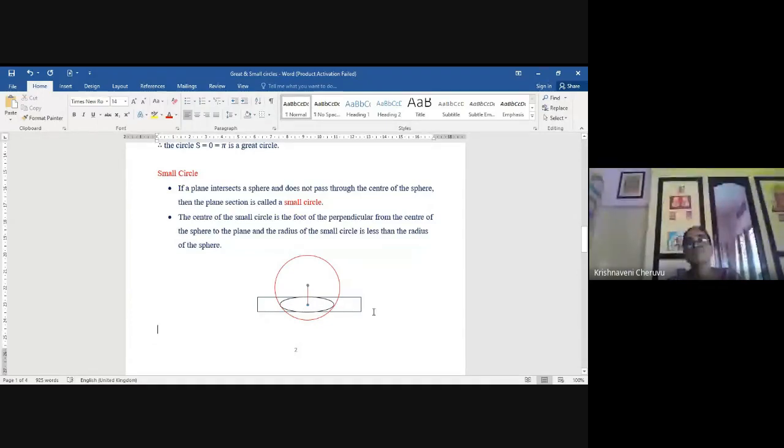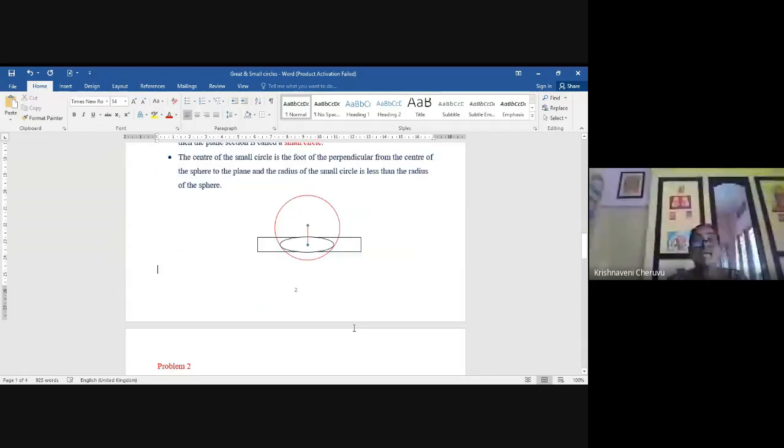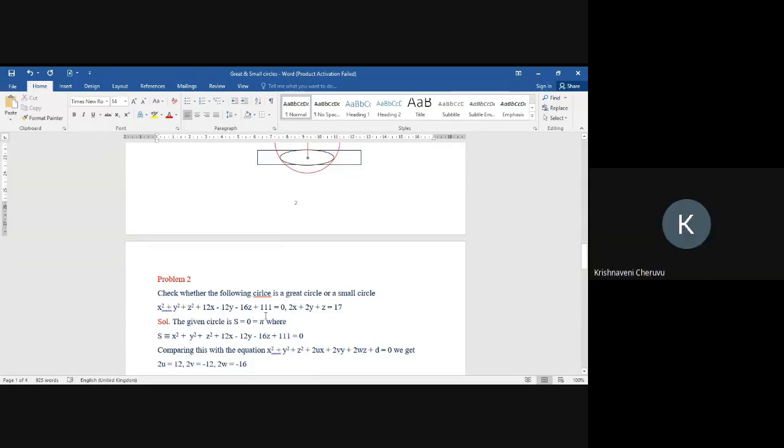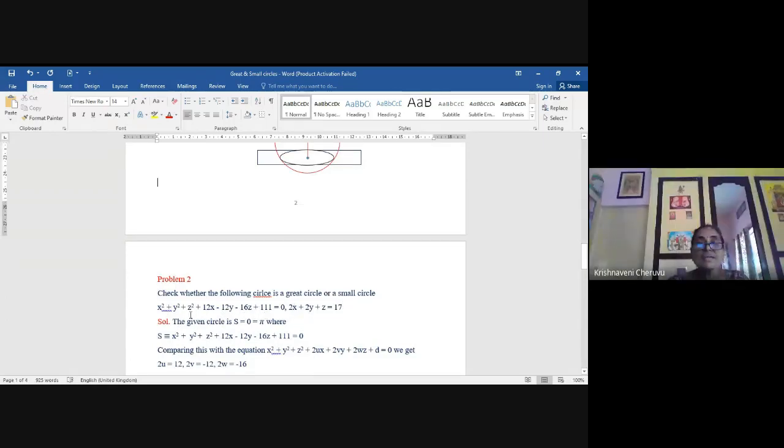So if you have a picture like this, you can make out whether this is a small circle or a great circle. But given an equation like this, see here again he gave you a sphere intersecting a plane. So you have to identify whether this circle is a small circle or a great circle. Like before, we'll proceed so that you will be able to understand the procedure.